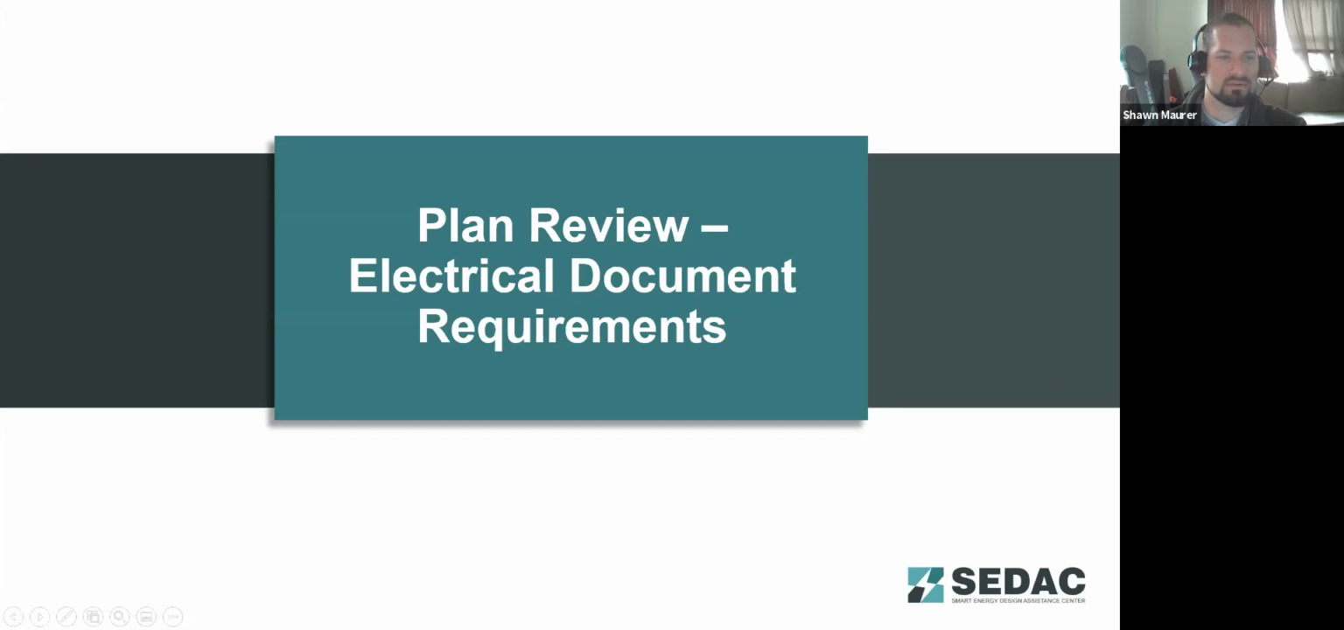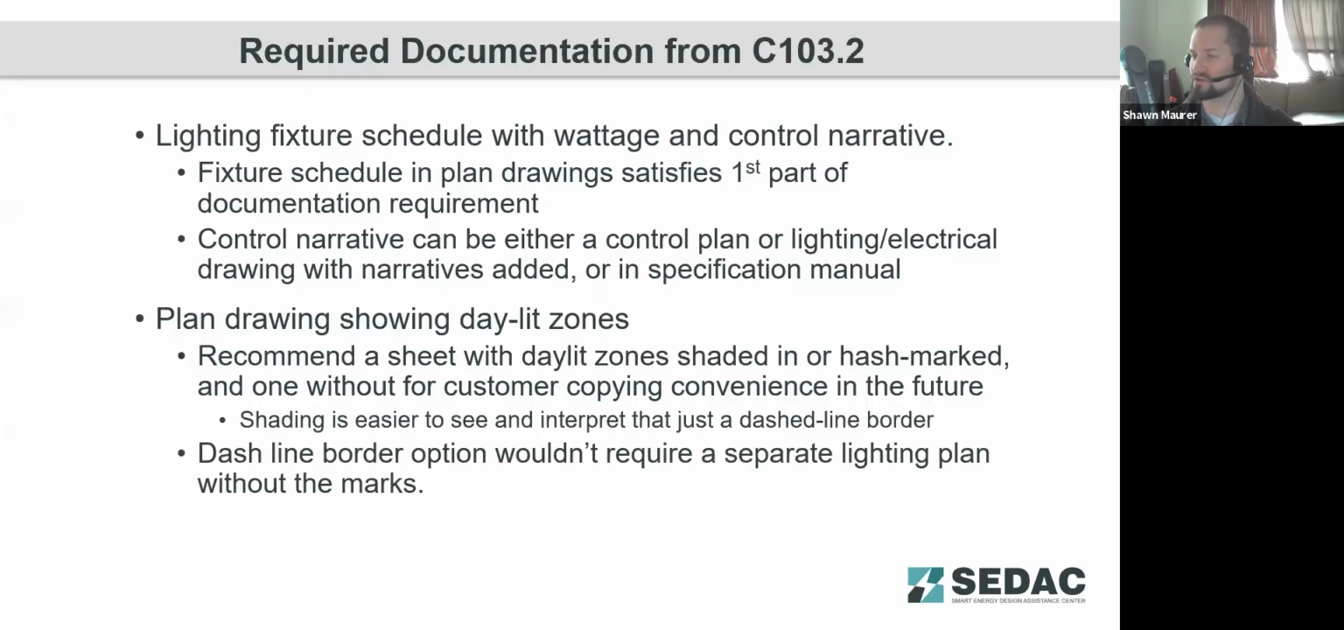So to get into what is required by the Energy Code to be documented as far as your lighting and electrical systems. If you look at section C103.2, it documents that the lighting fixture schedule should be included with wattage and a control narrative for applicable lighting systems. Usually that fixture schedule is in a plan drawing by itself. And that satisfies that first part of that documentation as far as having that fixture schedule.